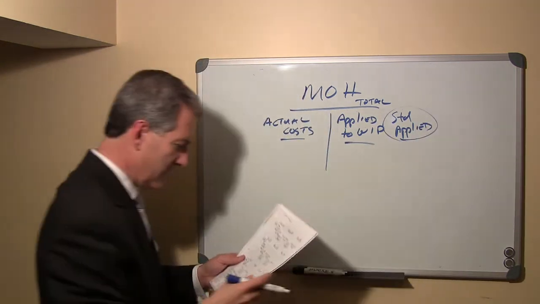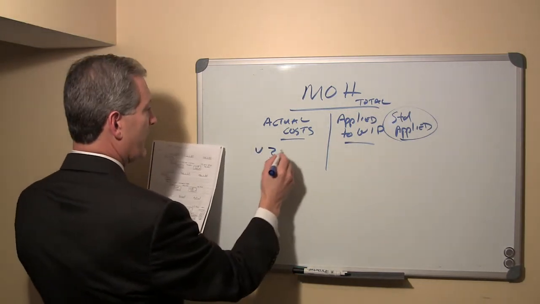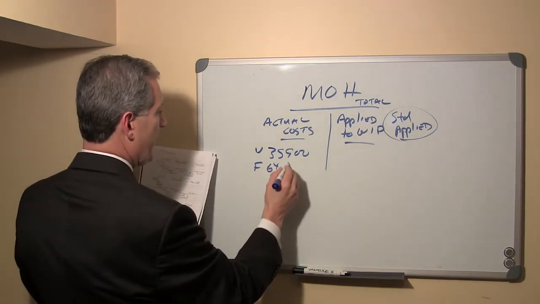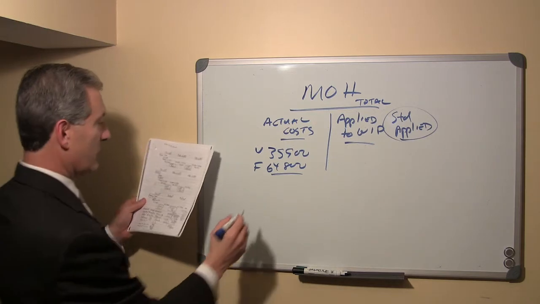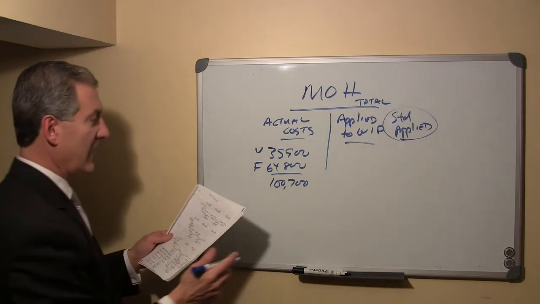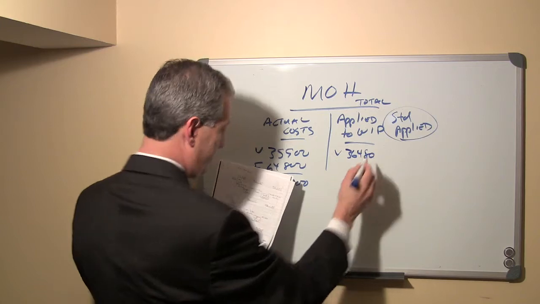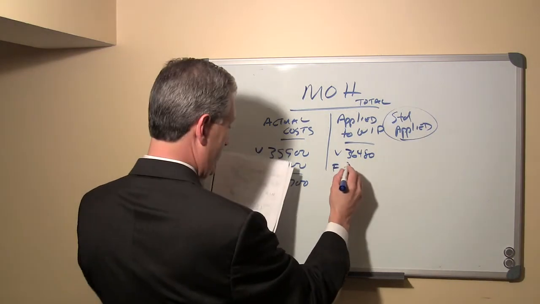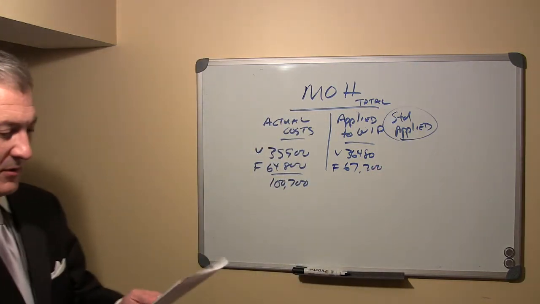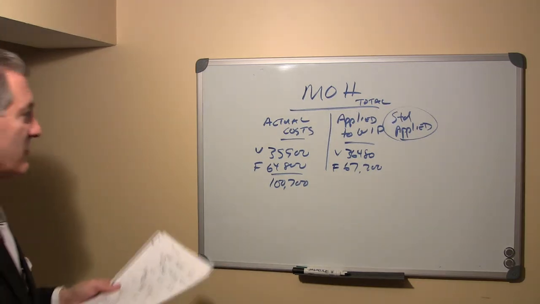What are those numbers? The actual cost, which we saw before, for variable manufacturing overhead, $35,900. The fixed piece, $64,800. That amount totals to $100,700. The standard applied variable, $36,480, and the fixed, $67,200. If you want to know where those numbers come from, go back and look at your 2 variance calculations under the standard, and that's where they come from.